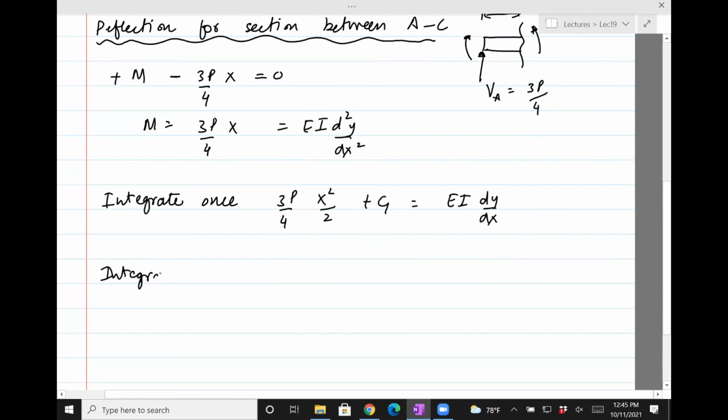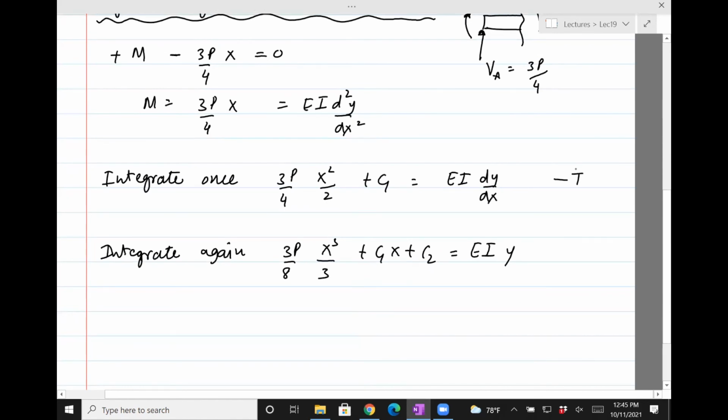Integrate again. So we would have 3P divided by 4, and 4 times 2 is 8. So x cubed divided by 3 plus C1x plus C2 equals EI y. So that's my 1, 2. Yes, I got two constants.